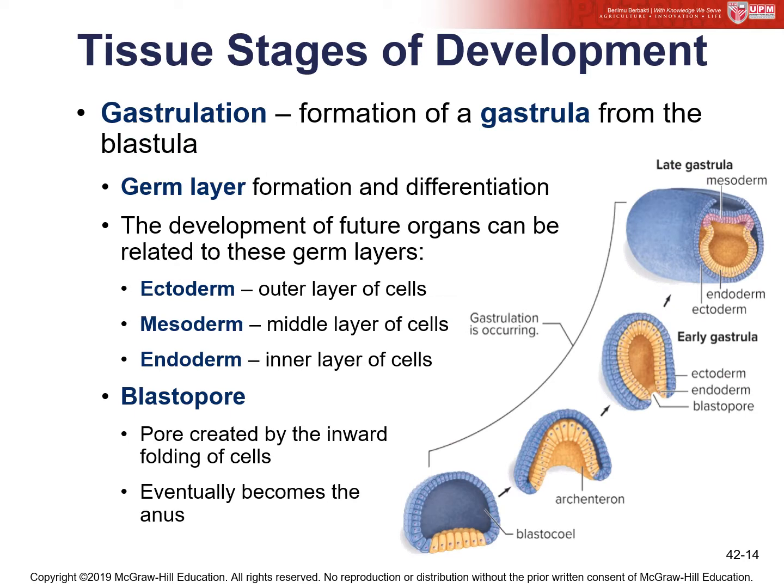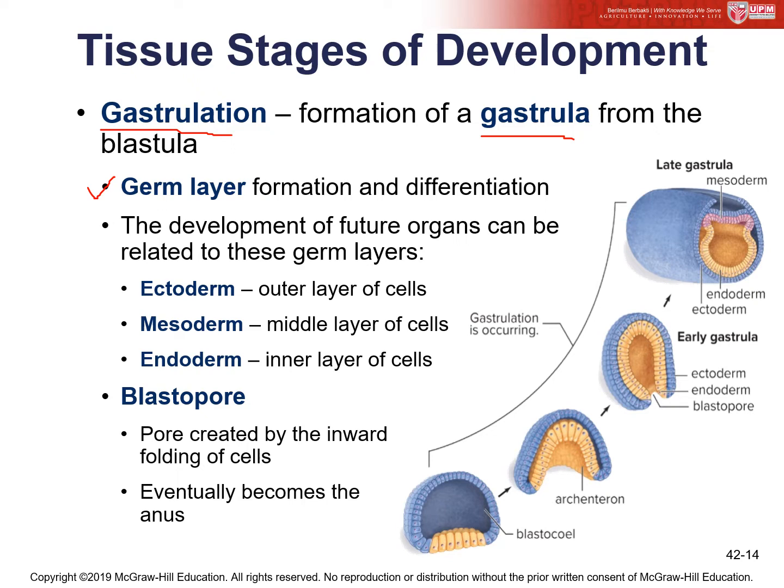The second part of development, also known as the tissue stages, involves the process of gastrulation. And in gastrulation, the structure that is involved is called the gastrula. During gastrulation, the main purpose is to form the germ layers. As you learned before in your previous chapter, we have three kinds of germ layers.